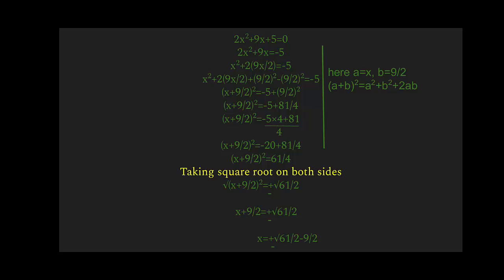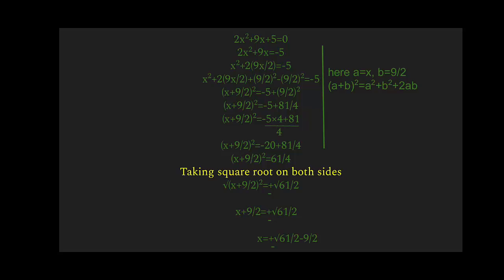Suppose we have a quadratic equation 2x square plus 9x plus 5. The first step, sending the constant, so it will be minus 5. Next, taking the half of the coefficient of x, you have to multiply with 2 because 2 and 2 will get cancelled. You will get 9x. Next, adding and subtracting 9 by 2, which is b by 2, on the LHS.